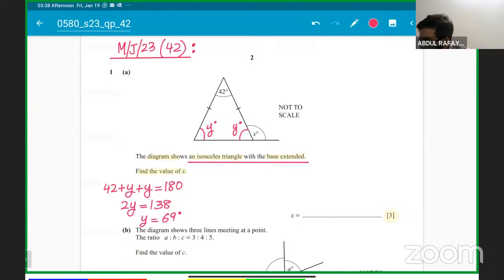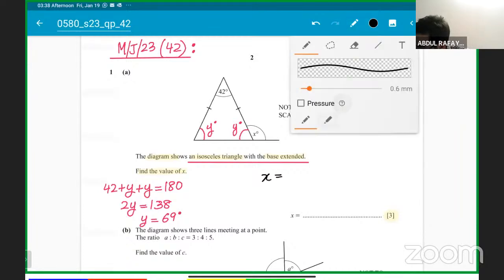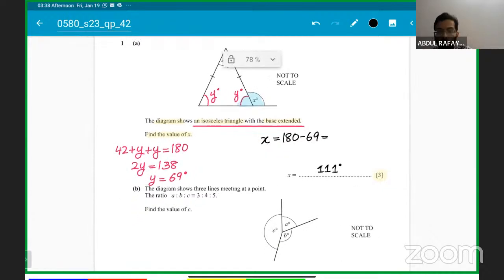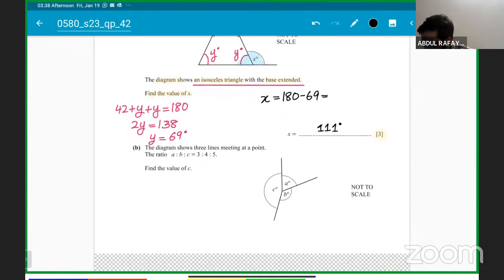Once you got the y, you can simply say that x will be on a straight line, the angles on a straight line are 180. So it will be 180 minus the 69. That will become 111 degrees. Make sure you write it down here. Okay, understood? Clear on this? Question number 1A, part 3 for 3 marks is done.